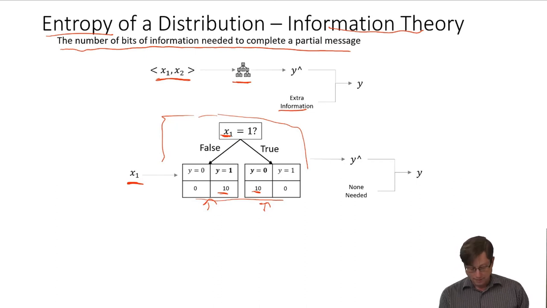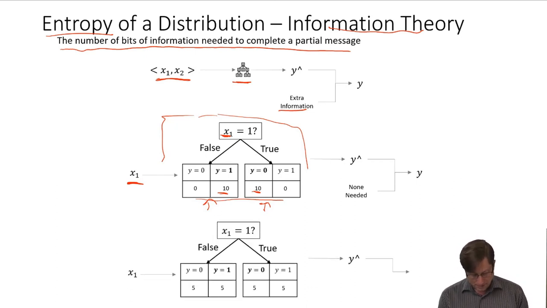Right? Now let's look at another case. Here's a case where if you test the value of x1, you have a completely uniform distribution at both of the leaves. And what that means is that if you get to this leaf here, y is 50% likely to be 0 among the training data and 50% likely to be 1. Similarly, if you go here and the value of x1 is true, x1 equals 1, then same thing, 50-50.